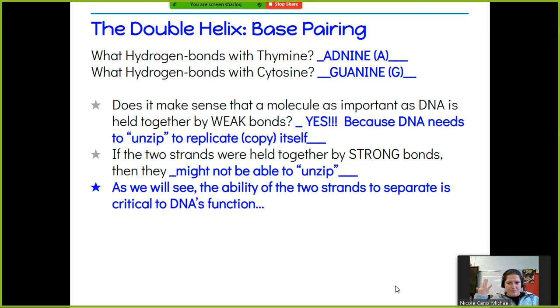Because again, the three primary functions of DNA are to store genetic information, copy genetic information, and of course to transmit that genetic information to the next generation. And by the way, we will see in our next section how it is that this ability for these two strands to unzip is incredibly important to DNA's function.